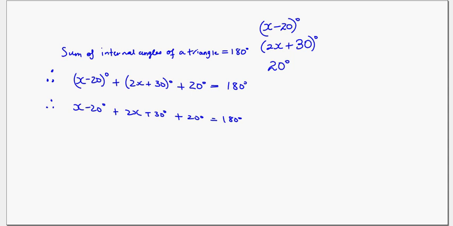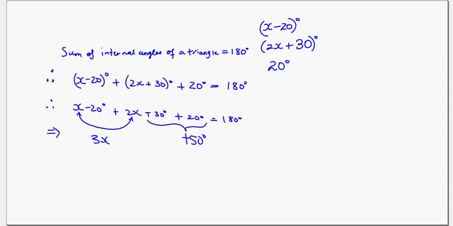And then we could start to do some combination. Let us combine all of the x terms. So we have x and we have 2x. Are there any other x terms in there? No. So x plus 2x is equal to 3x. Then let us combine the numbers. If we combine the positive 30 and the positive 20 degrees, that will be equal to positive 50 degrees.